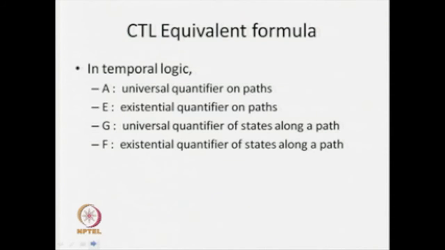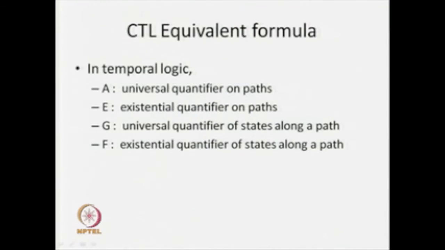In temporal logic, we have some temporal operators and some path quantifiers, and these are in CTL. In CTL we have A, which is called the universal quantifier on paths, that means we are going to reason about all paths. E is the existential quantifier on paths, that means we are going to look for any path. These are the two path quantifiers. Similarly, we have two temporal operators, one is G and the second one is F.